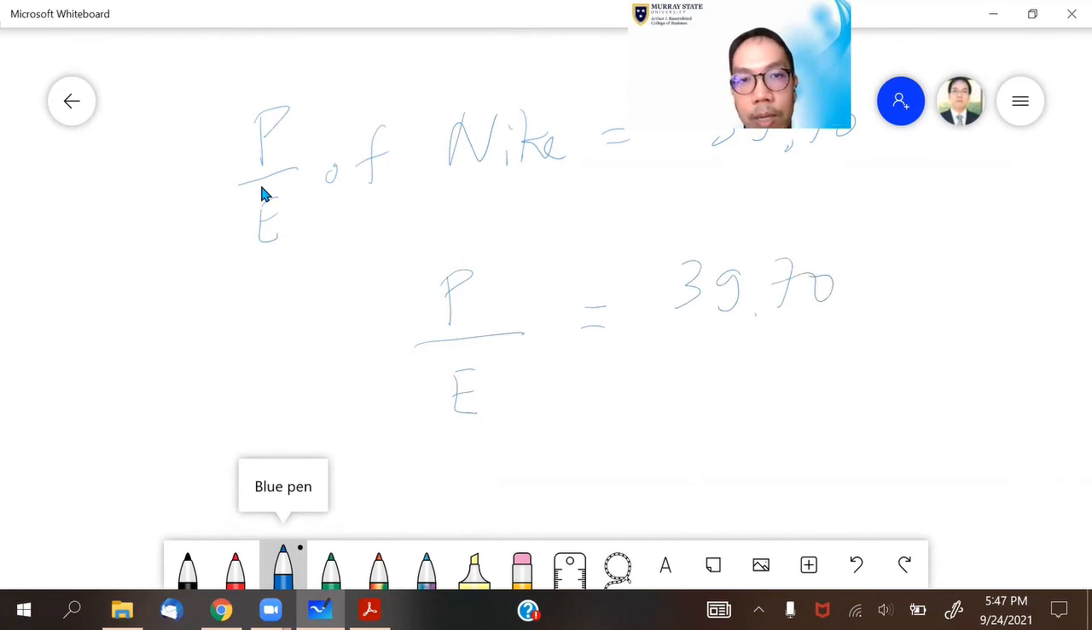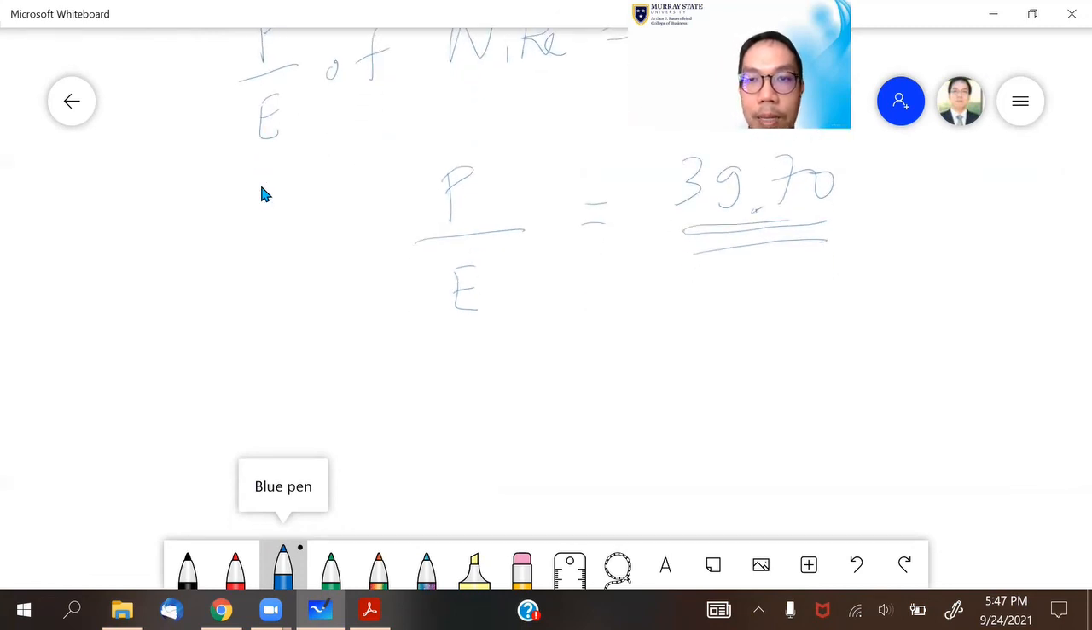So we believe that Nike would be one of the best comparables for Under Armour, and that they should have a similar PE ratio. So we borrow the PE ratio of Nike to represent the closeness between Nike and Under Armour. We believe that the PE of Under Armour should not be too far away from that of Nike, which is 39.70.